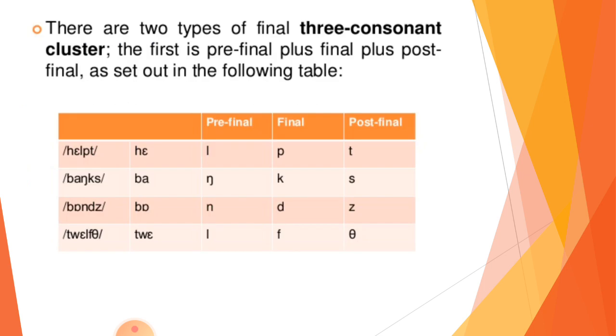There are two types of final three-consonant clusters. The first is pre-final plus final plus post-final, as set out in the following table. Examples: helped, banks, bands, 12, 12th.